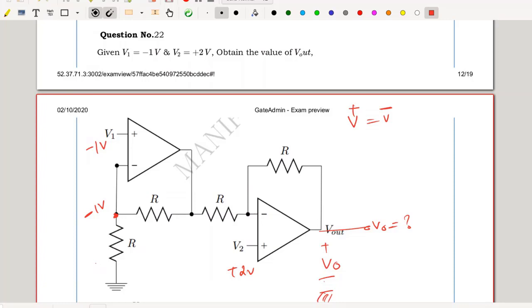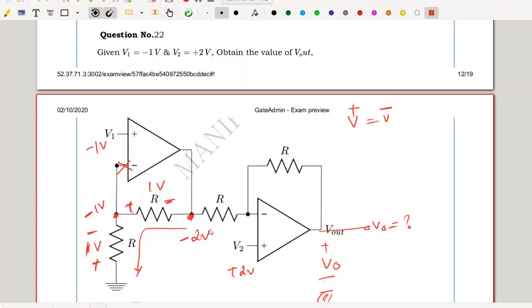That implies the voltage is ±1 volt across R. The same current flows through these resistors because there is no input current, there is no current from the op-amp. Hence, the voltage across the second resistor also has the same polarity, ±1 volt. So this node voltage is nothing but (−1) plus (−1), which implies −2 volts.